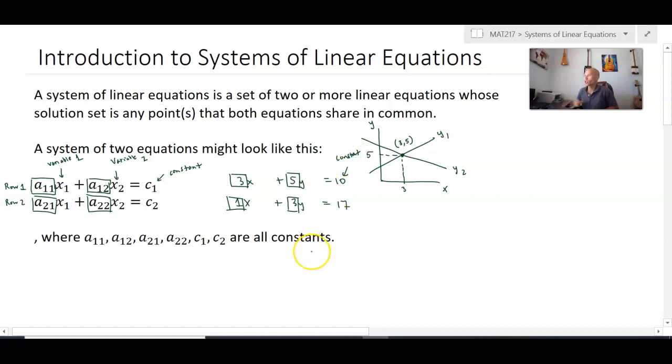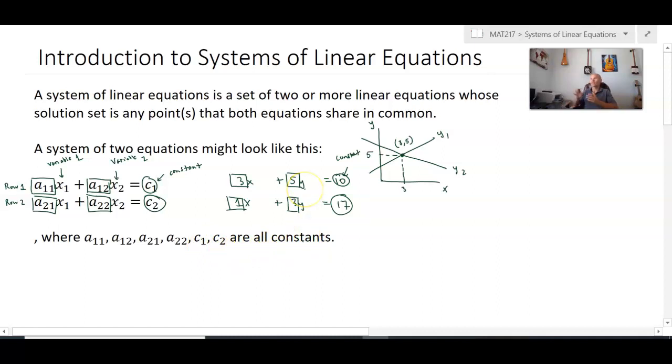And to distinguish constants from coefficients, a coefficient is a value that multiplies a variable. A constant is just a constant. There's no variable associated with it. So here's my c1, and then here is my c2. Okay. So this gives us a very general way of writing it. And here we're just pointing out that A11 through A22, C1 and C2 are all some constants.